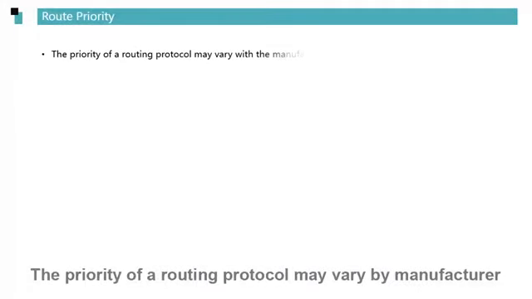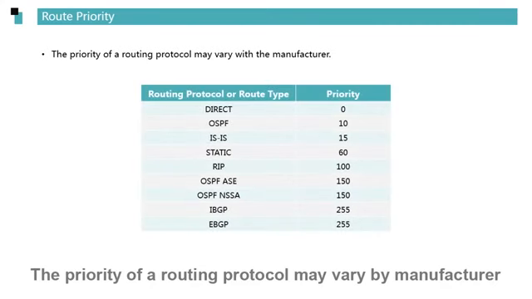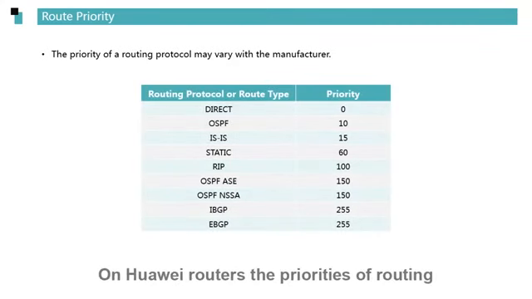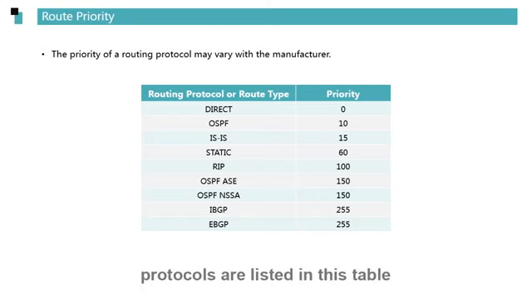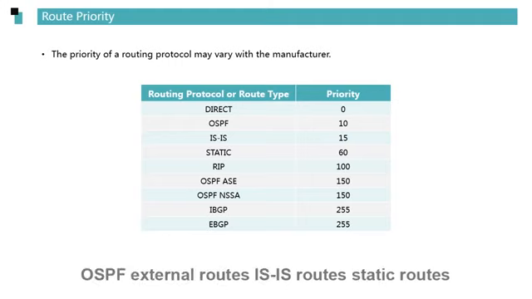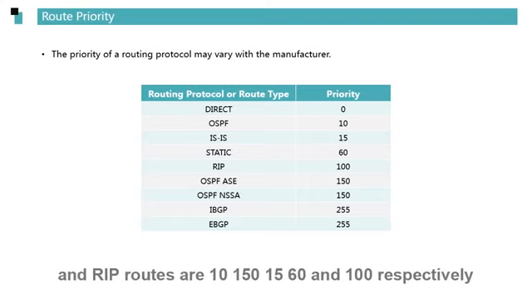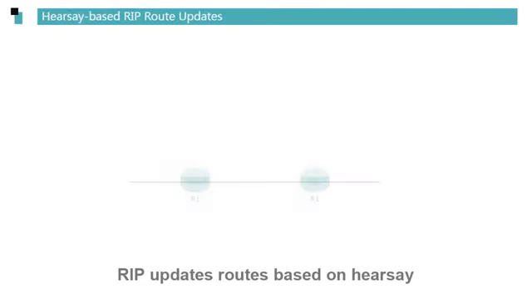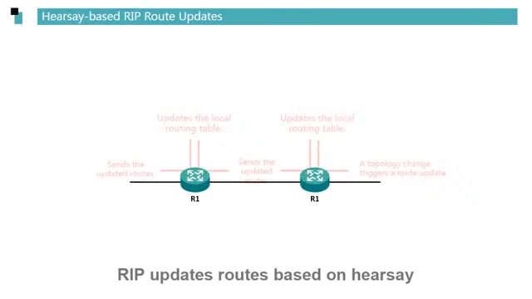The priority of a routing protocol may vary by manufacturer. On Huawei routers, the priorities of routing protocols are listed in this table. Direct routes have the highest priority, with the value being 0. The priorities of OSPF internal routes, OSPF external routes, IS-IS routes, static routes, and RIP routes are 10, 150, 15, 60, and 100, respectively. RIP updates routes based on hearsay.